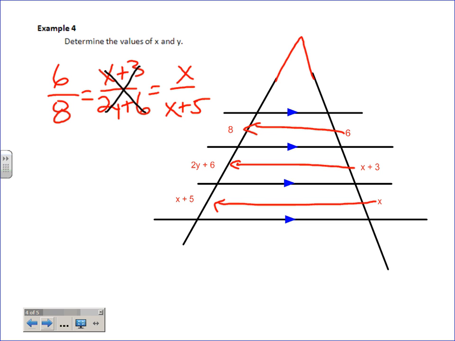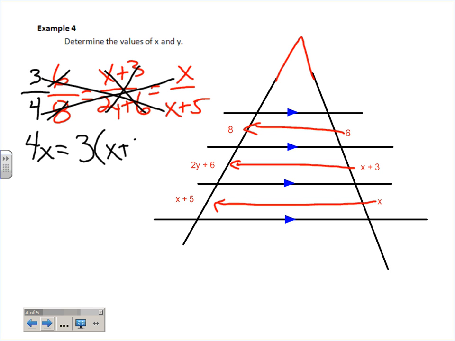So if we have 6 over 8, what number goes in there? So a 2 goes into both of them? So we got 3 over 4, right? So now 4 we would take times x. Now, remember the big mistake people will make going that way. It is really 3 times x plus 5. If you forget to distribute, you're going to get a really wrong answer for x, and unfortunately in this problem, then you're going to get y wrong as well because of how this one's set up. So before, x equals 3x plus 15.